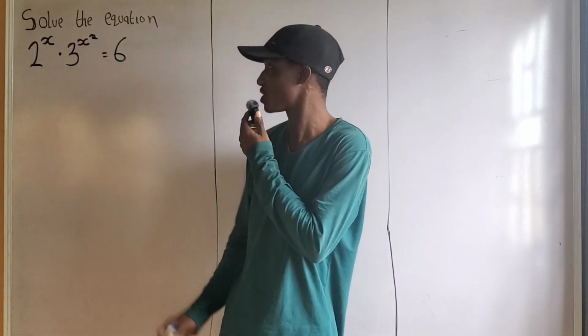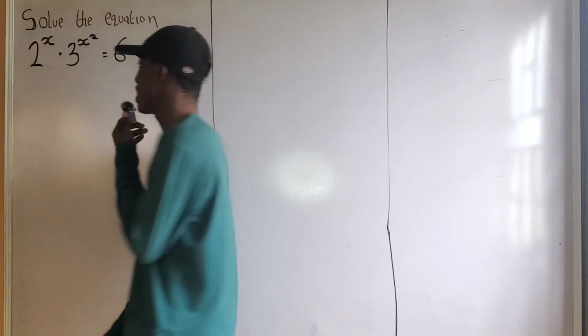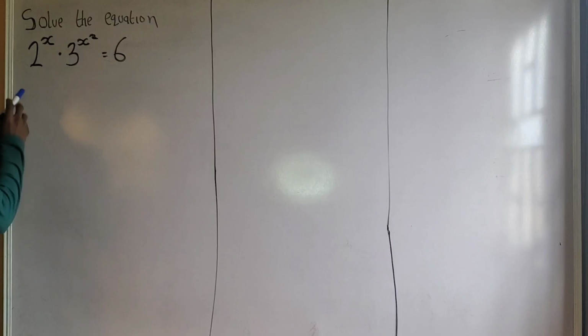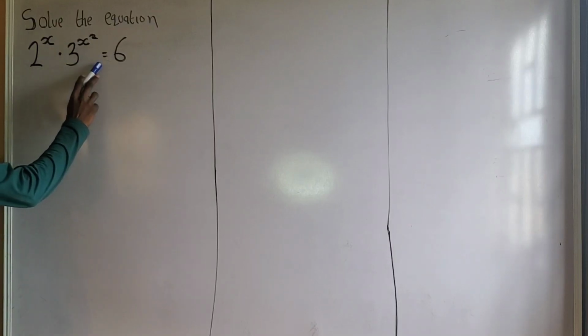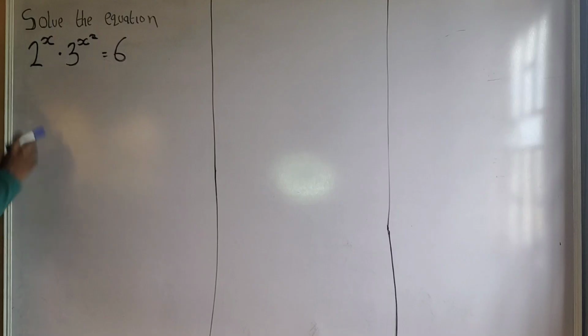Okay, let's consider the question that we have on the board. We are asked to solve the equation 2 raised to the power of x multiplied by 3 raised to the power of x squared equals 6. Okay, how do we find the value of x in this equation?